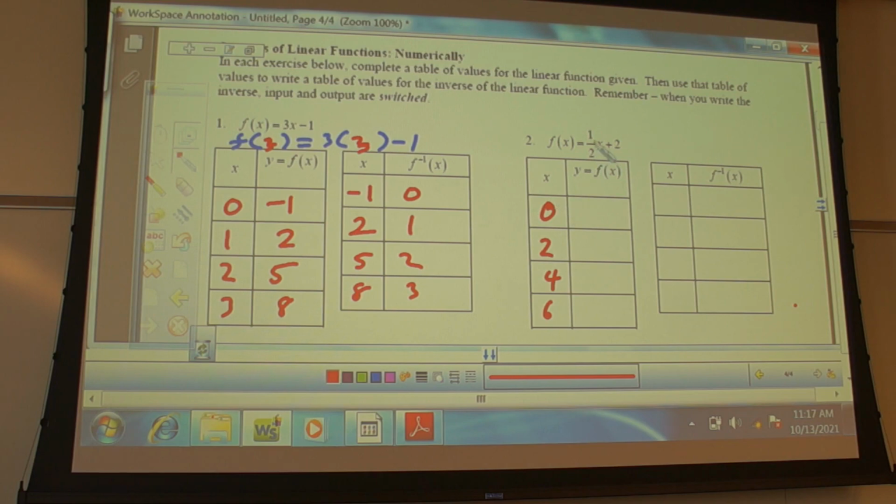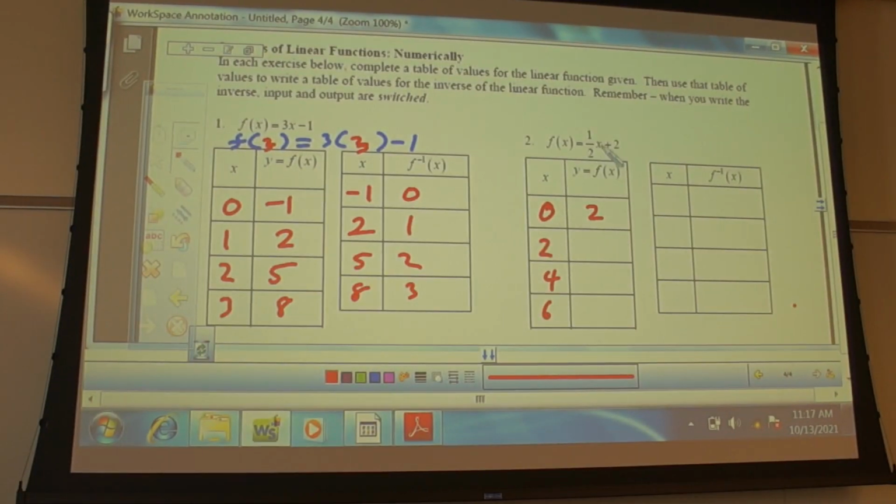But here, half of 0 is 0, plus 2 is 2. Half of 2 is 1, plus 2 is 3. Half of 4 is 2, plus 2 is 4. Half of 6 is 3, plus 2 is 5. And then, again, with the inverse, the x and the y swap. (0, 2) becomes (2, 0). (2, 3) becomes (3, 2). (4, 4) goes to (4, 4). (6, 5) becomes (5, 6). Okay, good?